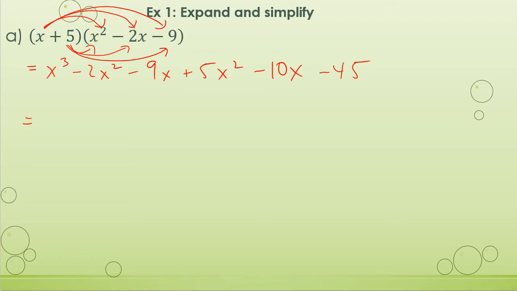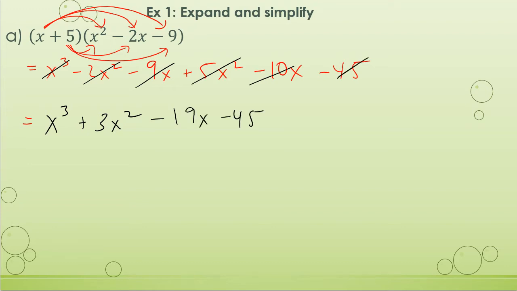Collecting like terms. Sometimes it helps to use a highlighter or a different color. And then you can cross things out or highlight them. That way they kind of stand out to you. x cubed, there are no other x cubes. x squareds, I got 1 here, so negative 2x squared plus 5x squared gives me 3x squared. Negative 9x minus 10x, negative 19x. And then negative 45, there's no other constant terms, we're done.